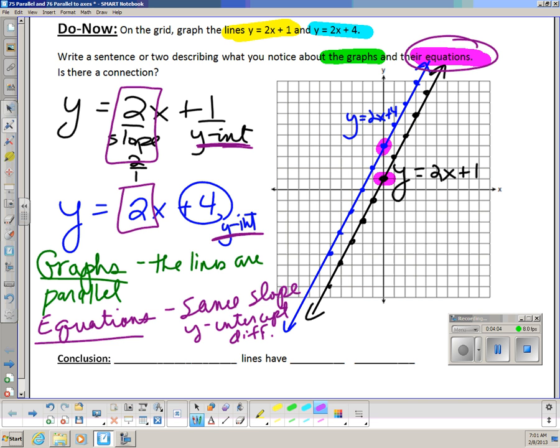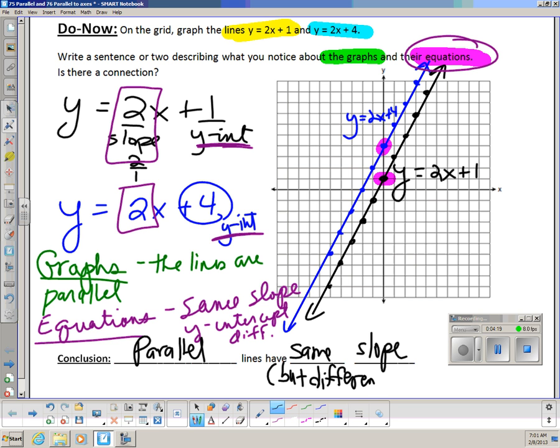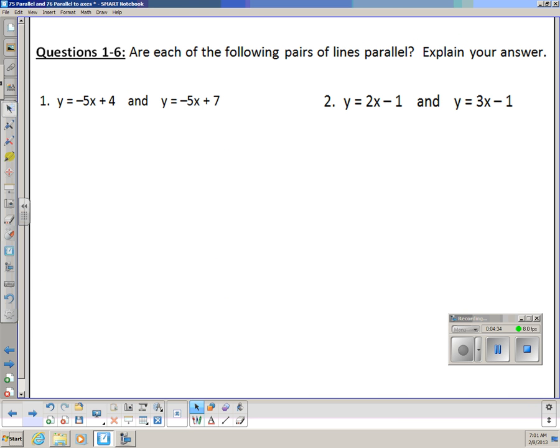So our conclusion is that parallel lines have the same slope. And you might want to add here, in parentheses, but different y-intercepts. And so now we have to use this idea to do a lot of things. One thing we have to be able to do is ask ourselves, are pairs of lines parallel or not parallel by looking at the equation?